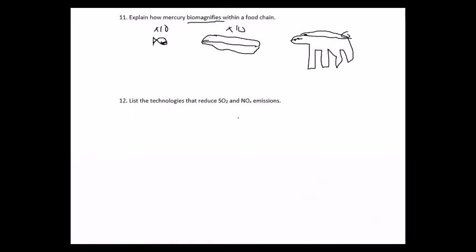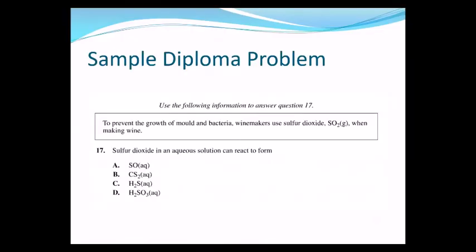List technologies that help reduce SO2. So for SO2, you need to know that it's scrubbers. And NOx is catalytic converters in cars. And that was that video that I showed on that. Okay, so that's our assignment. Hopefully that went well. And let's go through some sample diploma questions as well from that.